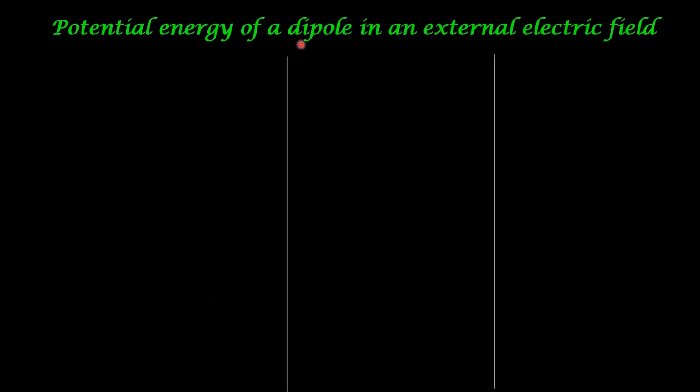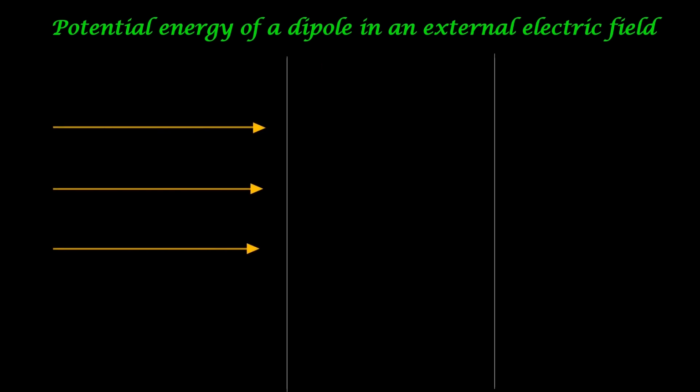But here, since it is a dipole, we have to consider the positive and negative charges together, which are kept at a distance. This is the electric field. The arrowhead shows the direction of the electric field. Electric field is a vector quantity. The field lines are shown evenly spaced, so we assume that it is a uniform electric field.